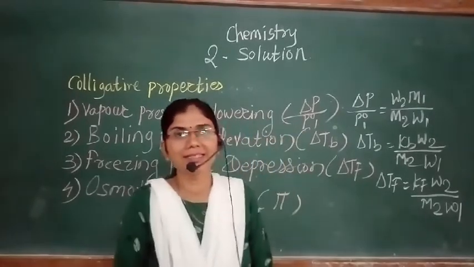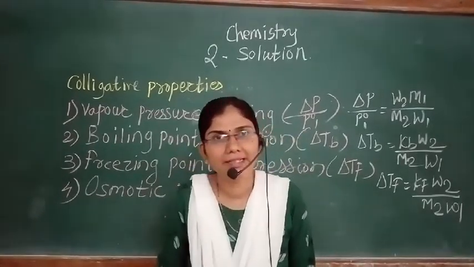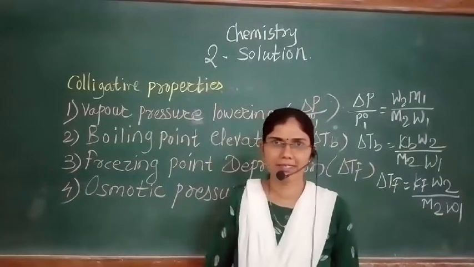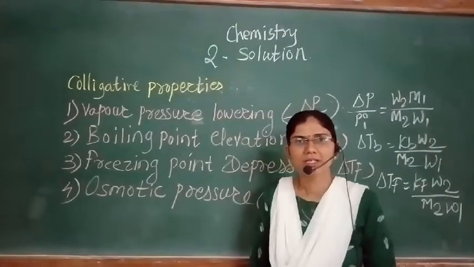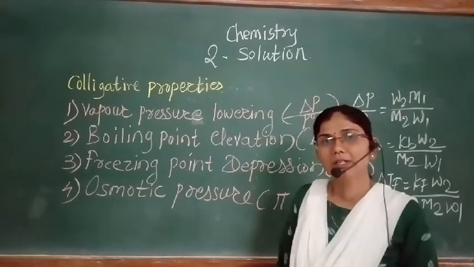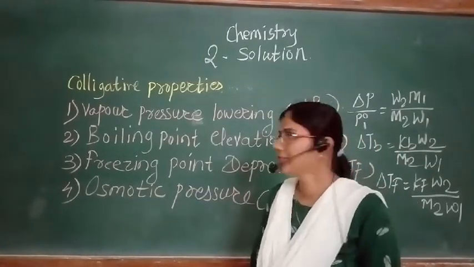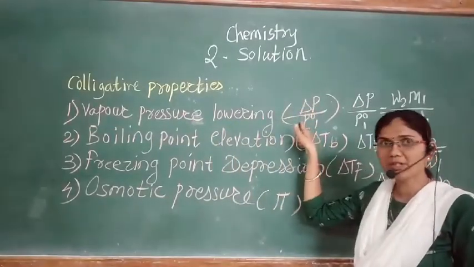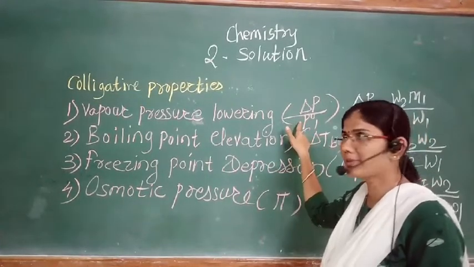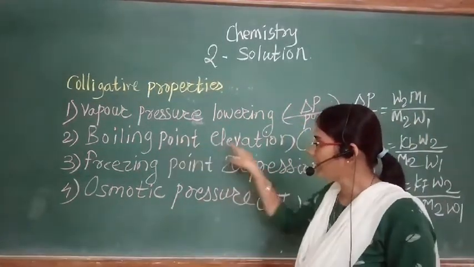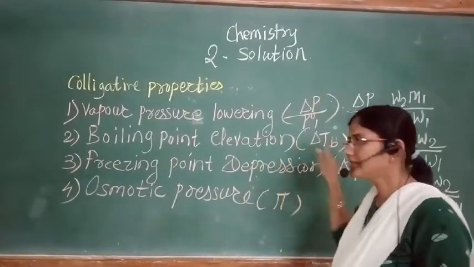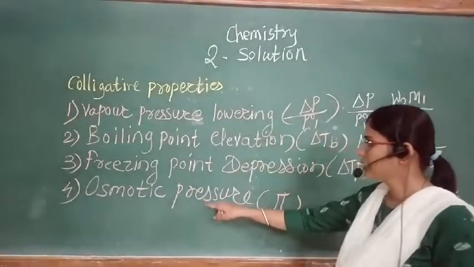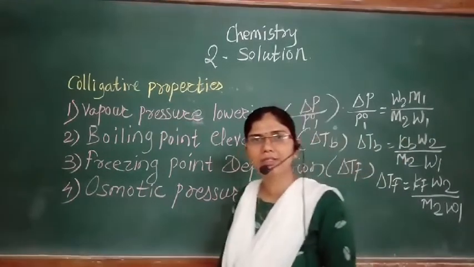So dear student, in the last lecture we have completed the fourth colligative property, that is osmotic pressure pi. So we have completed our four colligative properties. The first one is vapor pressure lowering, that is delta P upon P naught 1. It is also called the relative lowering of vapor pressure. The second one is boiling point elevation, delta TB. The third one is freezing point depression, delta TF, and the fourth one is osmotic pressure, which is equal to pi.